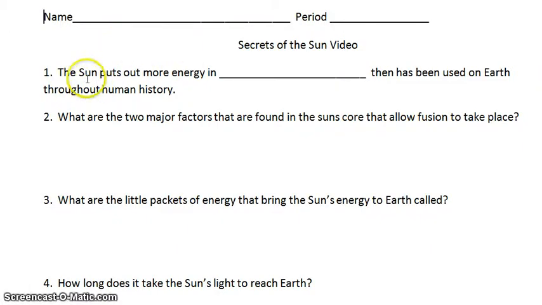So we start off here with the sun puts out more energy in 1, and that's going to be 1 second than it has been used on Earth throughout human history. The second question here, what are 2 major factors that are found in the sun's core that allow fusion to take place? Within the sun's core, it's going to have extreme heat and extreme density that are going to allow fusion to take place. Question 3, what are the little packets of energy that bring the sun's energy to Earth called? And that's going to be photons.